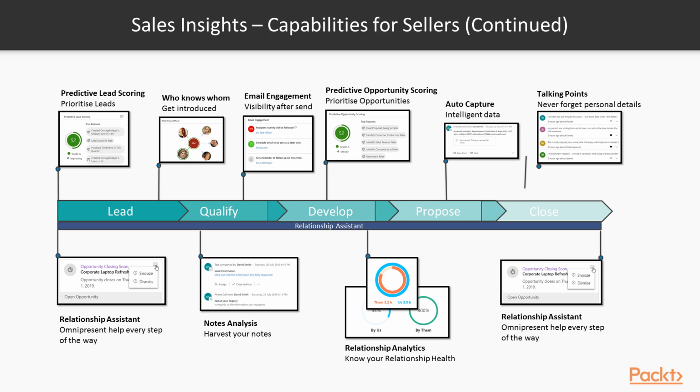And if we think in terms of the typical lead to close business process, we can see that the capabilities are really matched up against different phases of a typical sales stage. We'll be covering all of these capabilities throughout this section. Some examples include predictive lead scoring, which will help us prioritize our leads. We'll have the relationship assistant, which can make us more efficient. And we'll also have relationship analytics, which can help us understand the health of our relationship with our customers.